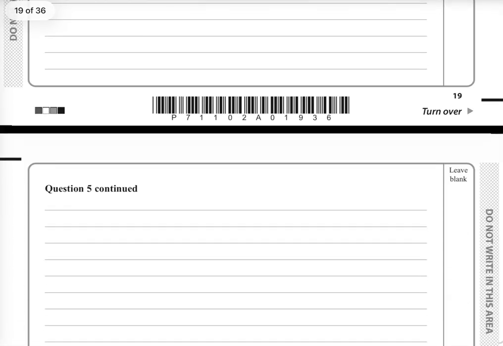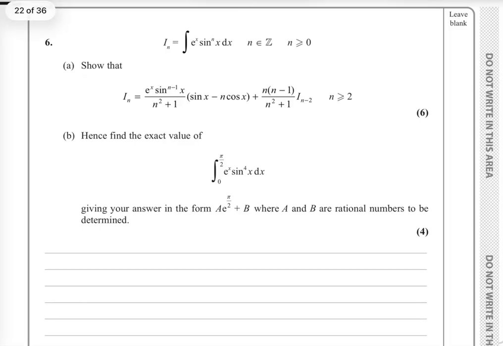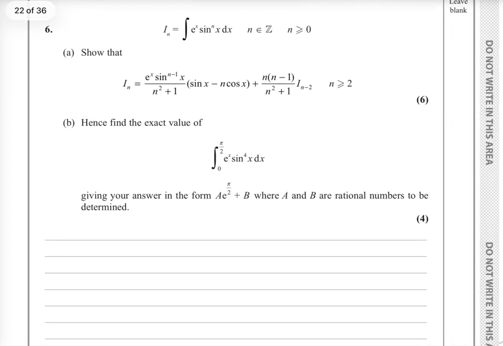On to question number 6. Here we've got an integral for In, and we need to show that this beastly expression is true for n greater than or equal to 2. 6 marks. And then we're going to apply it for part B. Okay, I feel like there's a lot of algebra about to happen.